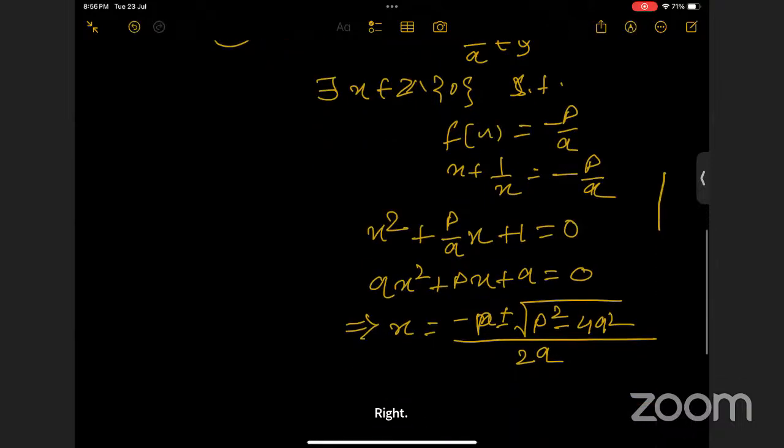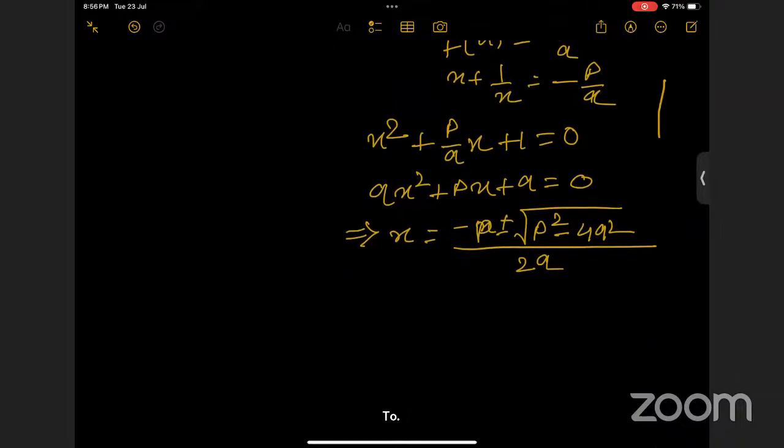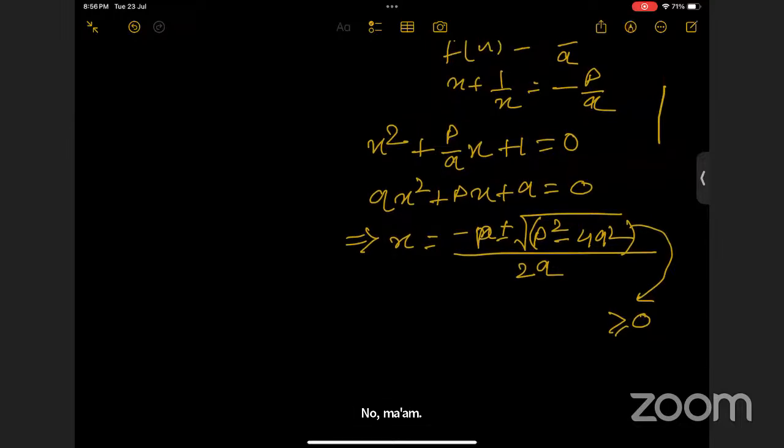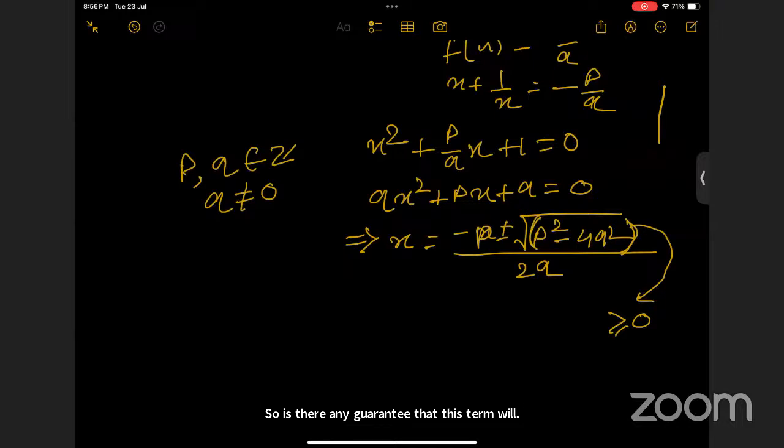Is there any guarantee that this term will be greater than or equal to 0? No, ma'am. What is the domain for this? Integers except 0. We know that p and q belong to Z and q not equal to 0. So is there any guarantee that this term will be greater than or equal to 0? No, ma'am. Is there a guarantee? How?